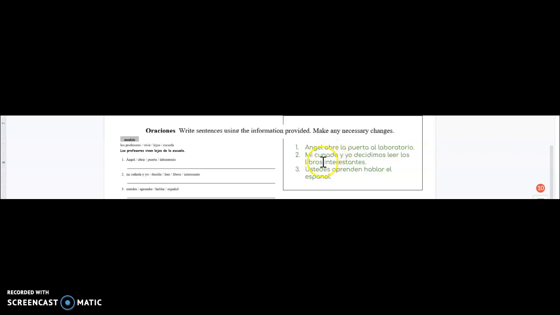All right, número 2. They gave you mi cuñada y yo decidir leer libros interesantes. So cuñada is my sister-in-law. Mi cuñada y yo decidimos leer. We decide to read. So that's in the infinitive, los libros interesantes. So make sure you made interesantes plural because it needs to agree with libros.